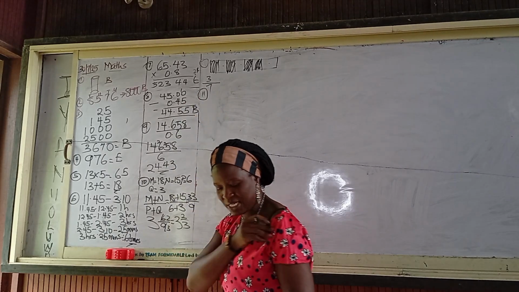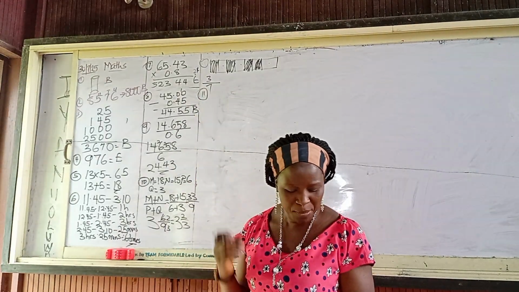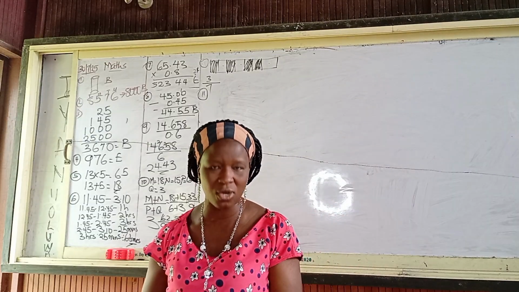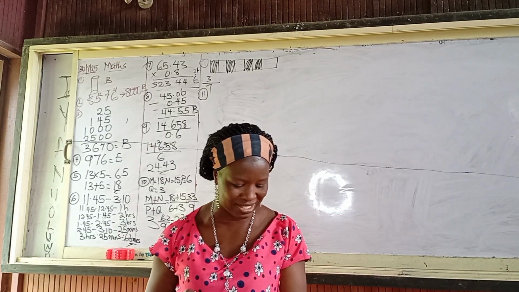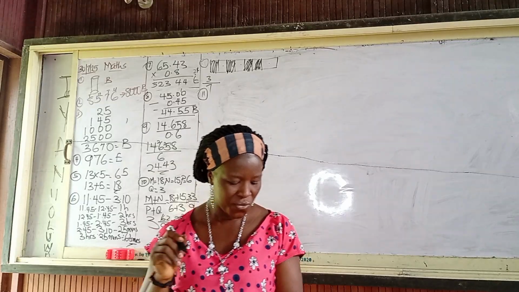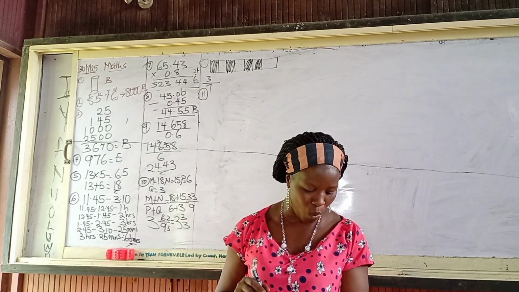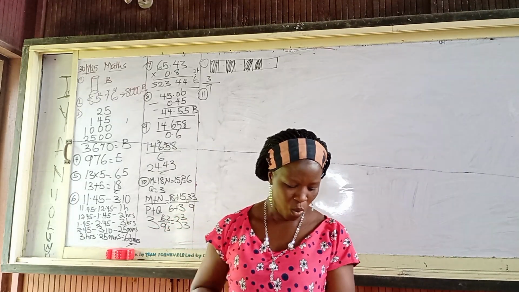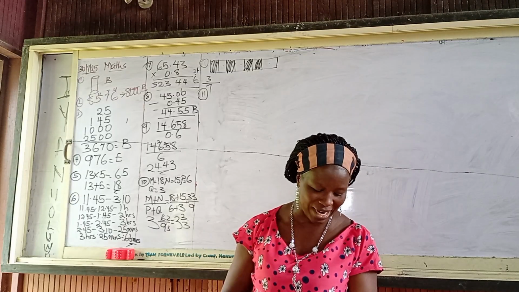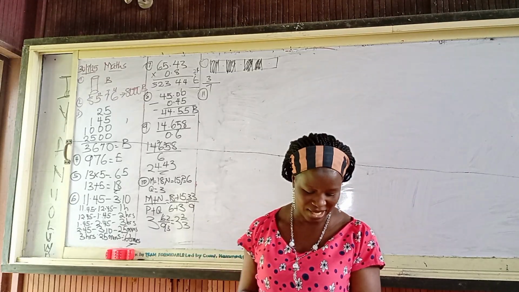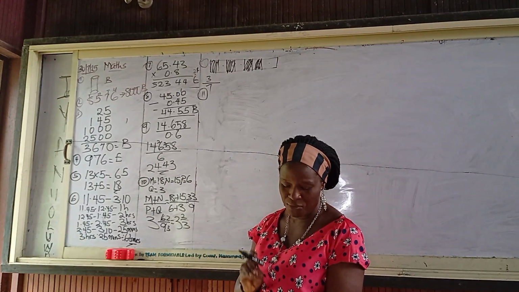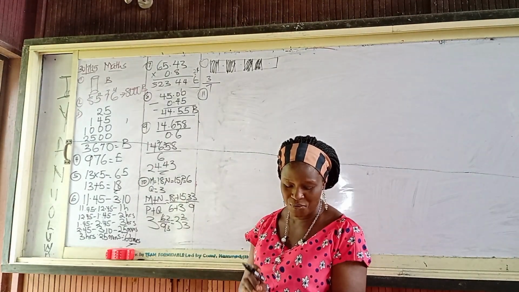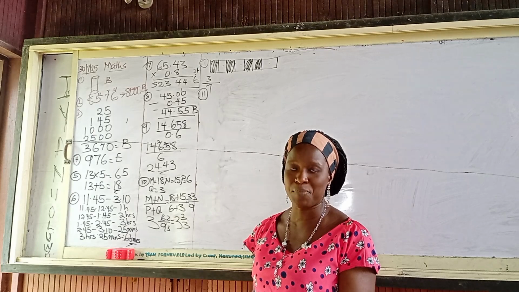Number 11 says this. A pupil copied down a sum incorrectly using 1 over 3 plus 2 over 6 instead of 4 over 5 plus 1 over 6. What is the difference between the correct and the incorrect answer? So the first thing we are going to do is take 4 over 5 plus 1 over 6. We will attend to it separately.